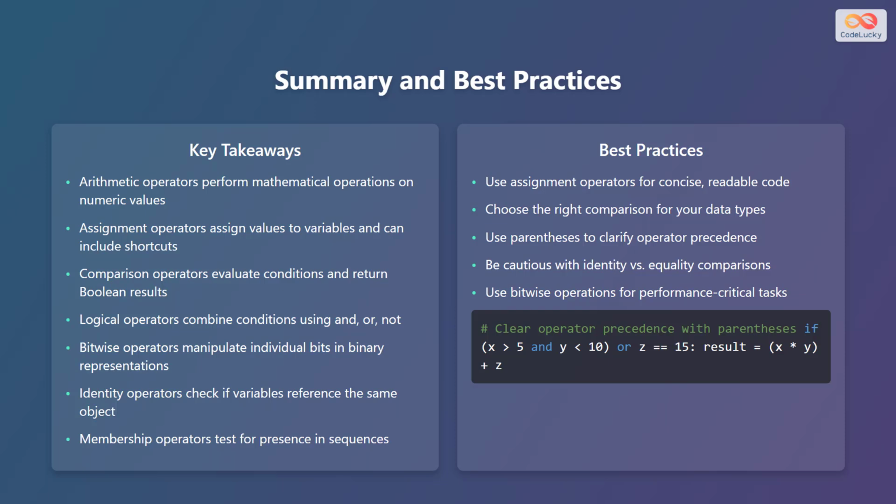For best practices, use assignment operators for concise code, choose the right comparison for your data types, use parentheses to clarify operator precedence, be cautious with identity versus equality comparisons, and use bitwise operations for performance-critical tasks. Parentheses ensure that the in condition is evaluated before the OR, clarifying the logic. This operator precedence enhances code readability and correctness.